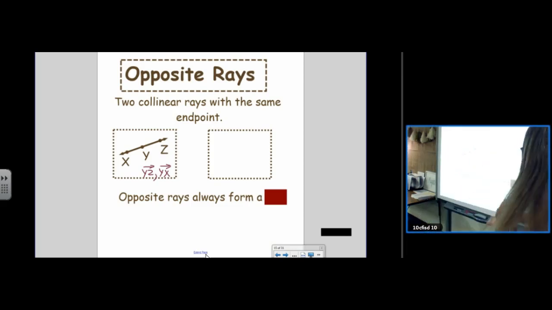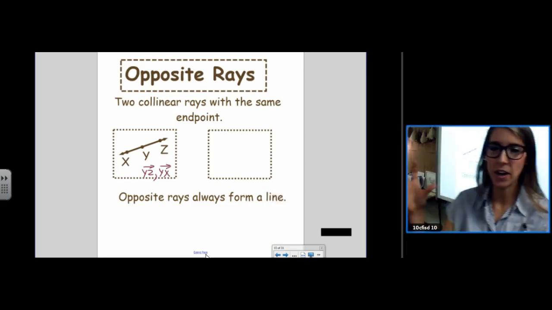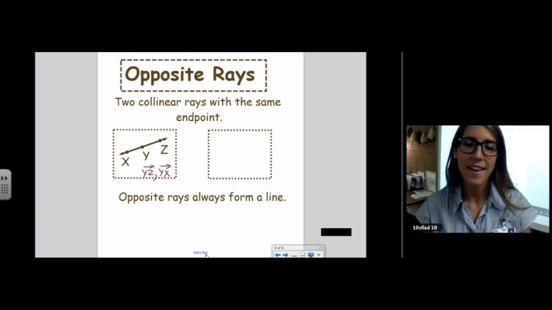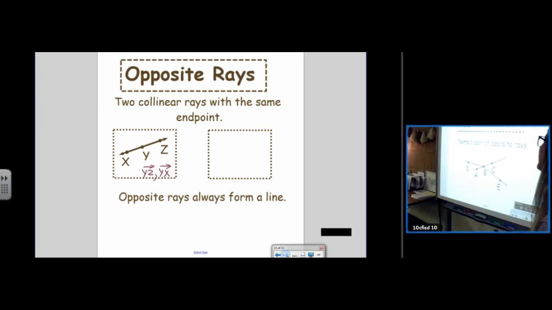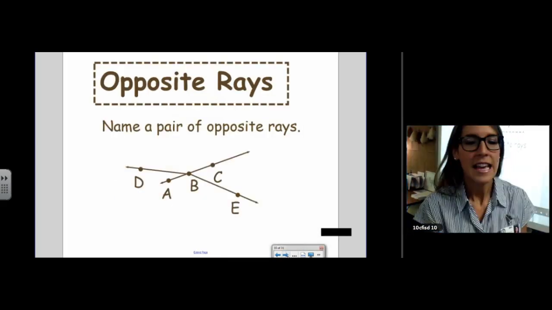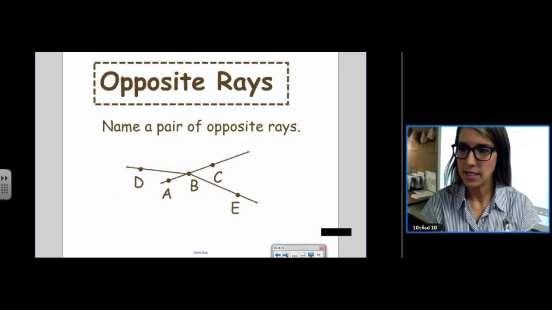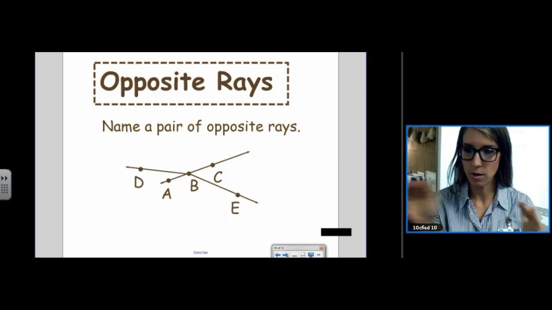Line. Very good. Opposite rays together with our powers combined, they form a line. Sorry. Got too excited there. All right. Let's answer some questions. Name a pair of opposite rays, please. Name them together in a row in your chat.